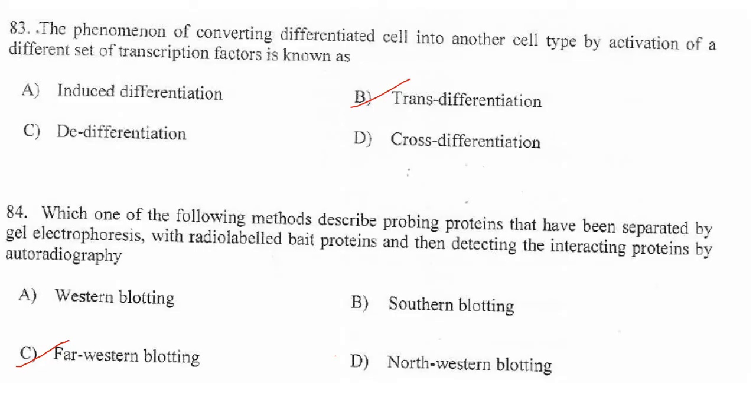Next one. The phenomenon of converting differentiated cells into another cell type by activation of a different set of transcription factors is called transdifferentiation. And the answer is option B. Then which one of the following methods describes probing proteins that have been separated by gel electrophoresis with radio-labeled bait protein and then detecting the interacting proteins by autoradiography? So it is called far western blotting. That is, answer is option C.